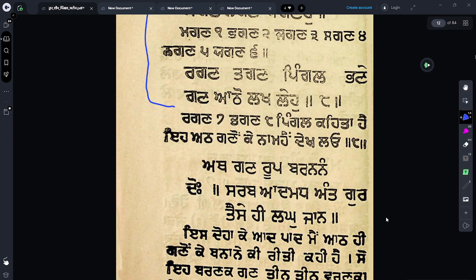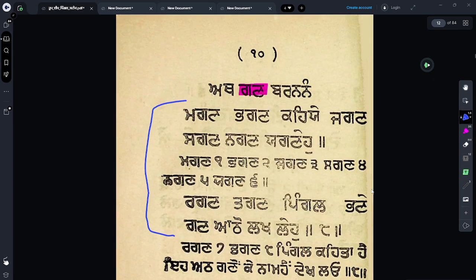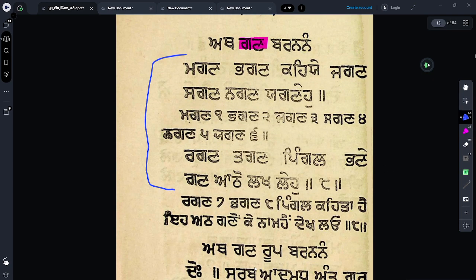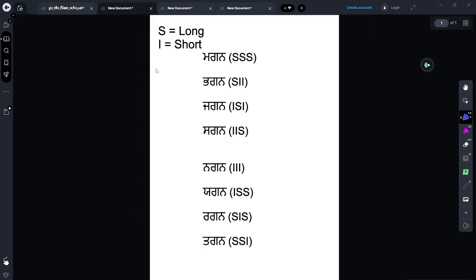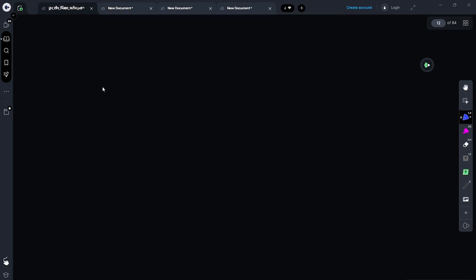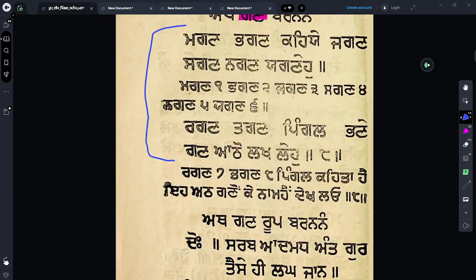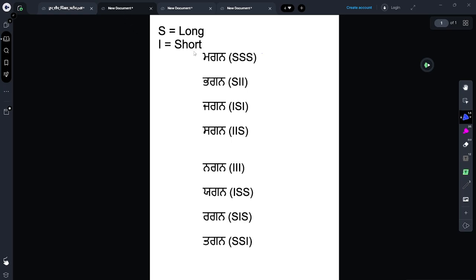Sarab ad mad ant gur. So it's saying first take the guru matra, the long syllables, and make the first gan sarab, all guru matras. Then what does it say? Ad, mad, ant. So first he's saying sarab guru: first make all of them diragh. Then ad: make the first one diragh. Mad: make the middle one diragh. Ant: make the ending syllable diragh. And this way you construct the formula, or you get the roop, the structure of the gans.